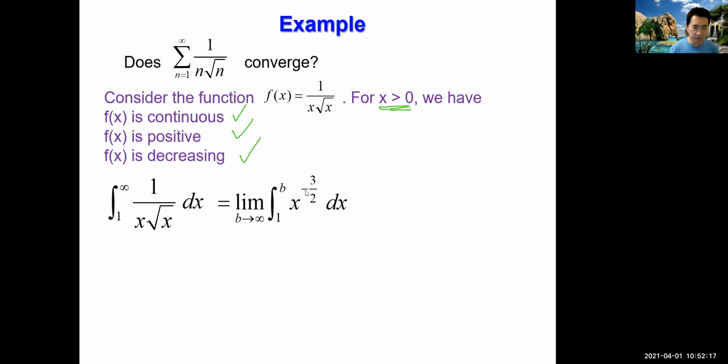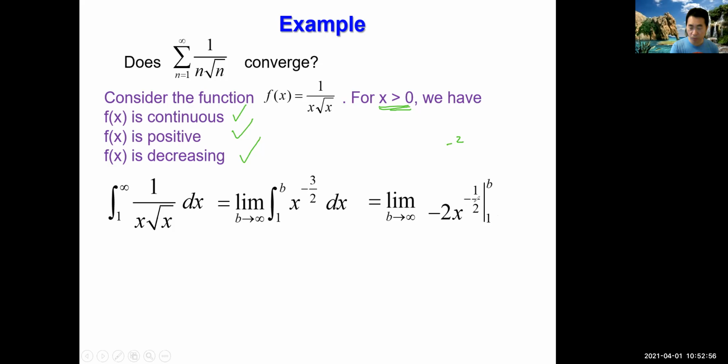So this is the power rule. You add 1 to the exponent: 1 minus 3/2 is negative 1/2, so that's x to the negative 1/2, divided by negative 1/2, or times negative 2. Right, so we have the lower limit of 1, upper limit arbitrary b, and plug b in. And don't forget that here you might rewrite it. x to the negative half is equivalent to what?